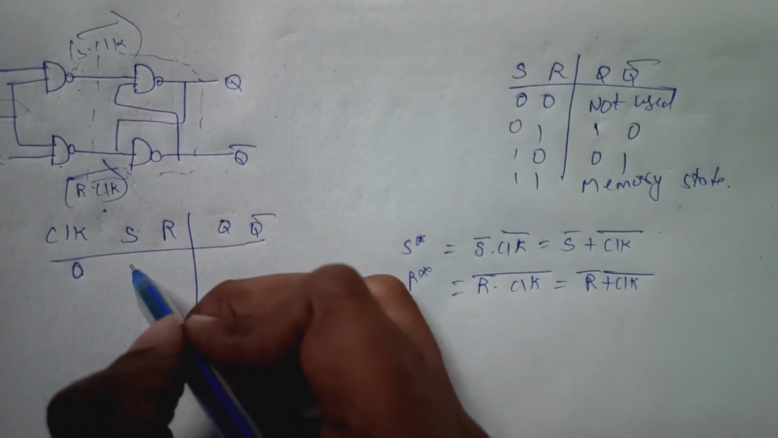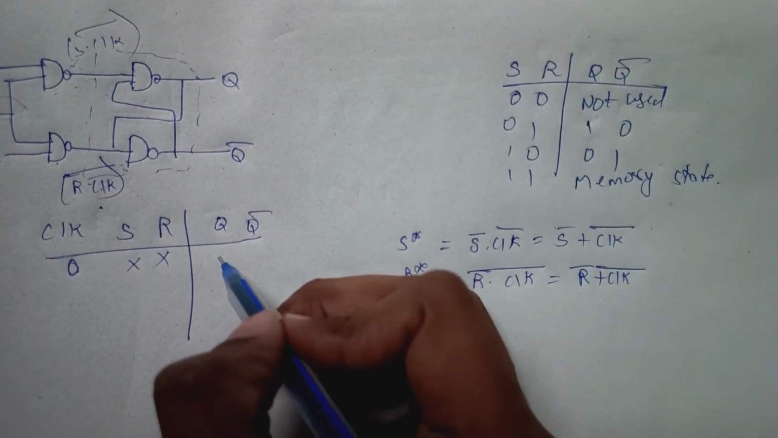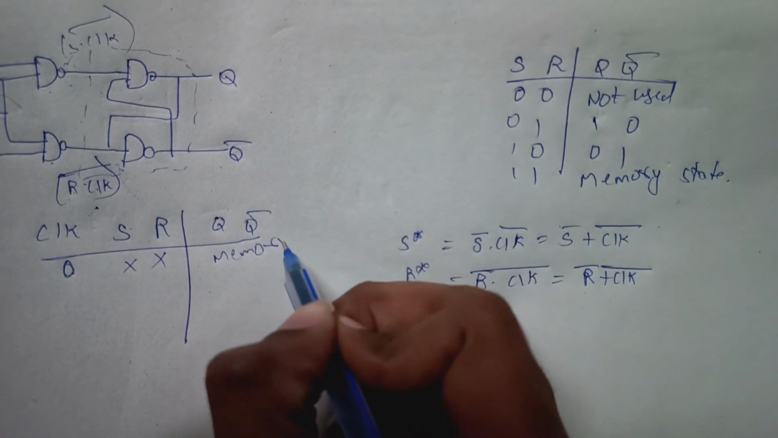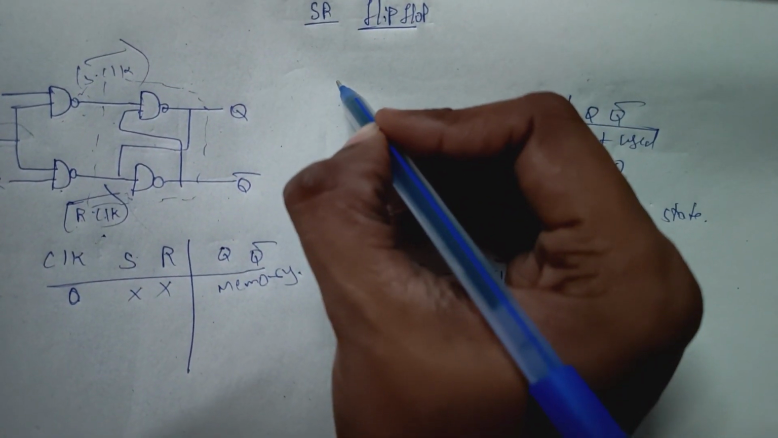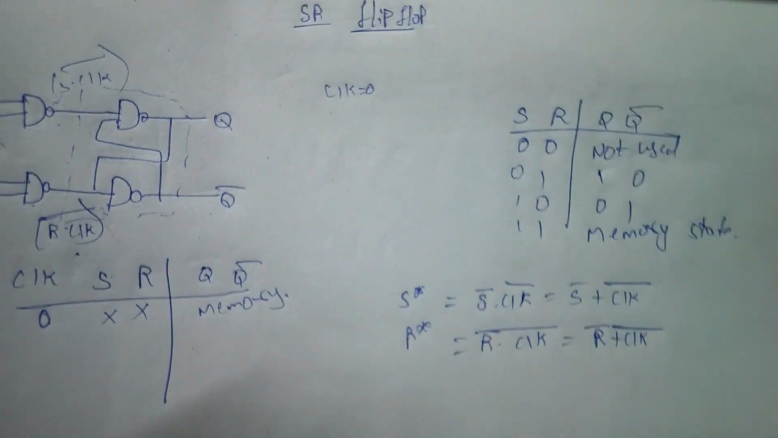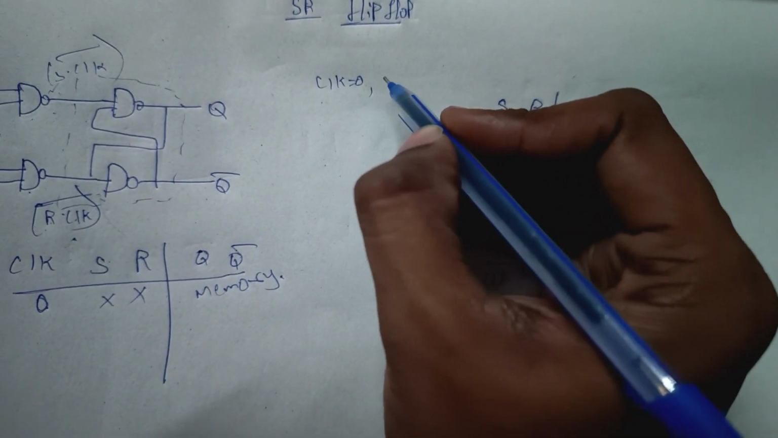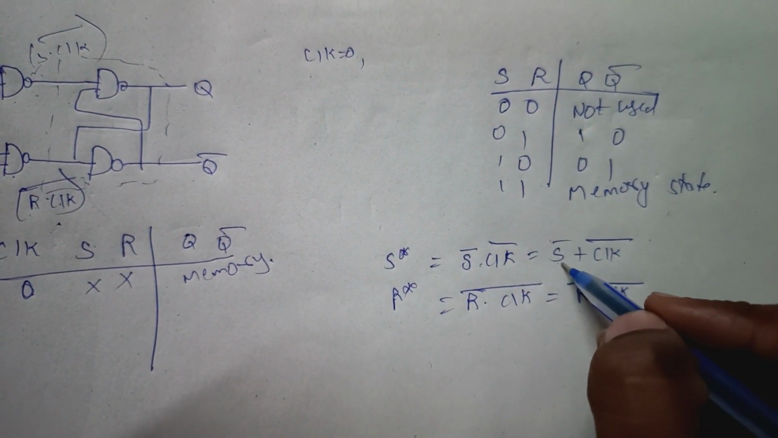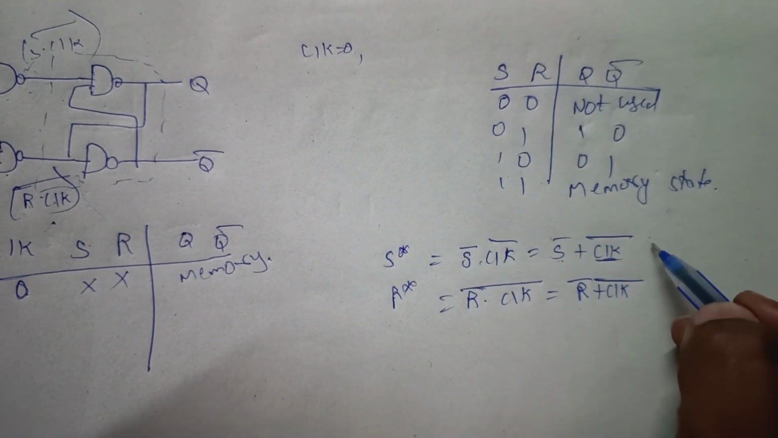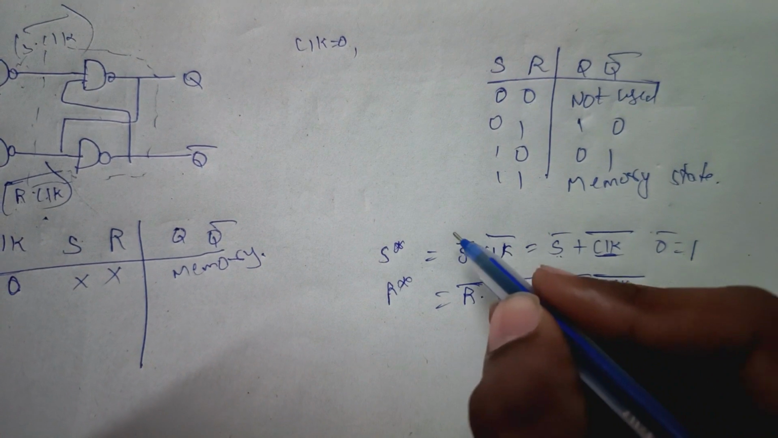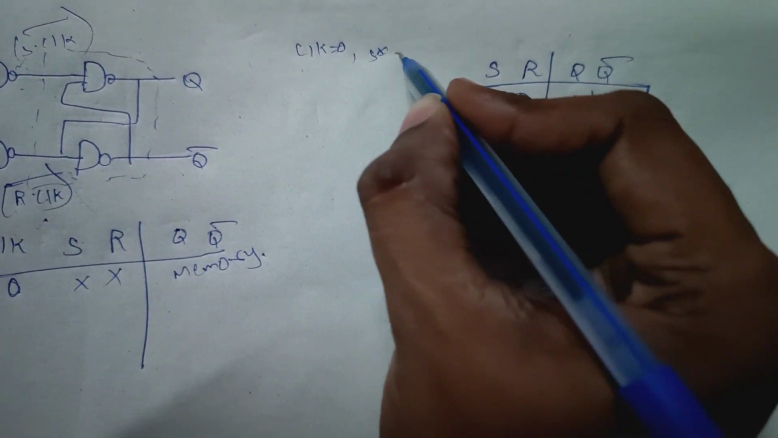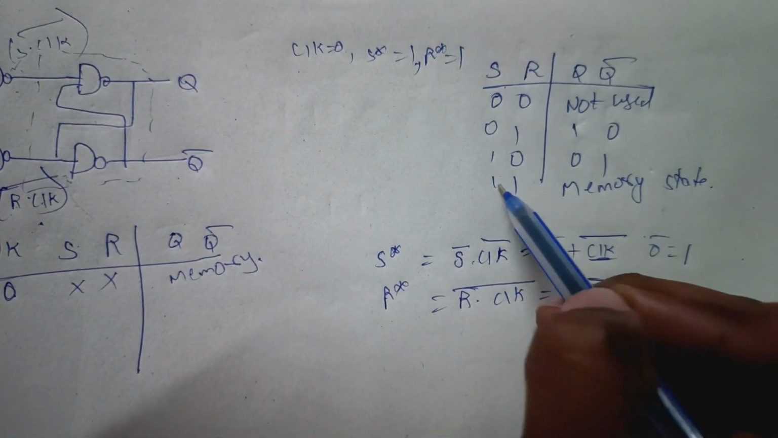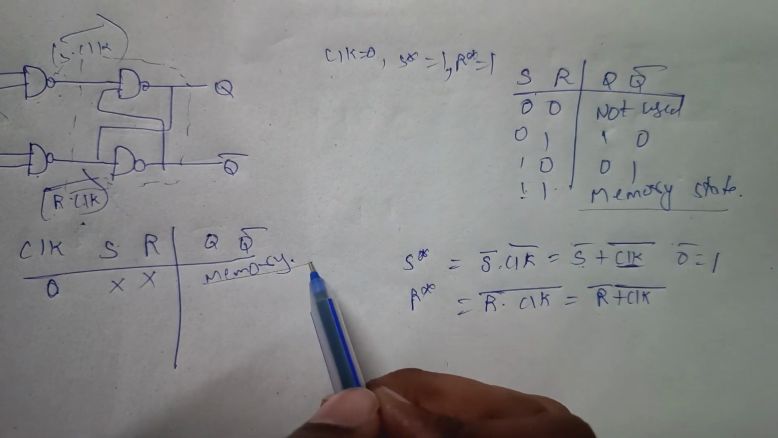Now let us start from clock 0, and remember that if the clock is 0, irrespective of the other inputs, the output will be no change, or memory state. How it will be memory state, I will show you. If clock is equal to 0 and the remaining inputs are don't care, then in the expression, suppose S equal to 0 or 1, clock is 0, and clock bar means 1. So here S star is equal to 1, and the same for R star equal to 1. Here 1, 1 means we are in the memory state. So this is a memory state.